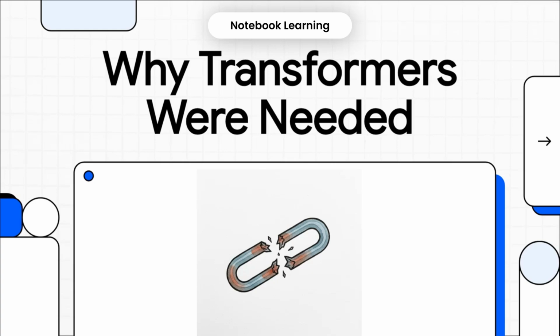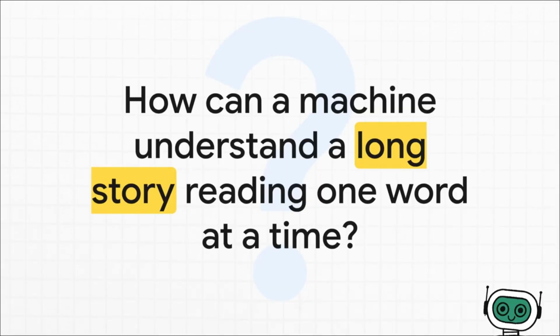Welcome to day 71. Today, we're going to dig into a really fundamental question. Why did we even need transformers in the first place? By the end of this, you'll understand exactly why the old way of reading text, one word at a time, hit a dead end. So let's start with the central puzzle.